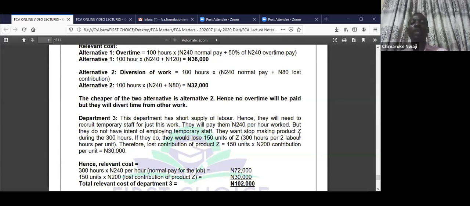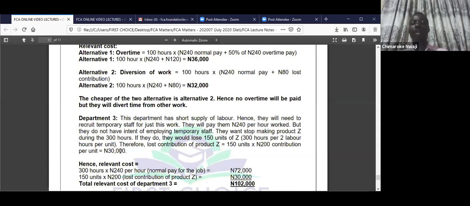They want to stop making product Z during the 300 hours. If they do, they will lose 150 units of Z. We've calculated it before: 300 hours at 2 labor hours per 1 unit. If they are doing 2 hours for 1 unit, how many units would have been lost in the 300 hours that will be diverted to this project? 150 units. So the 150 units that will be lost, multiplied by the lost contribution, will give me 30,000.